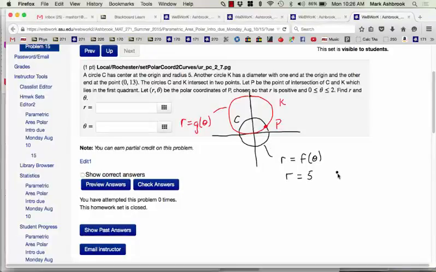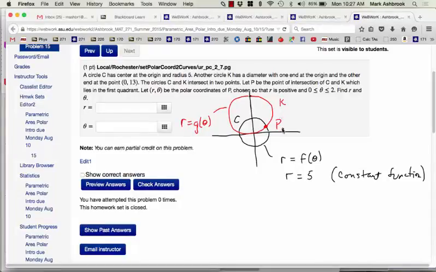This is a constant function in polar coordinates. No matter what theta is, you're a constant distance away from the pole. r equals 5. So in this context, r doesn't mean the radius of a circle. It means distance from the pole. For circle C, those happen to be the same thing, because your center is the pole. But r means distance from the pole.